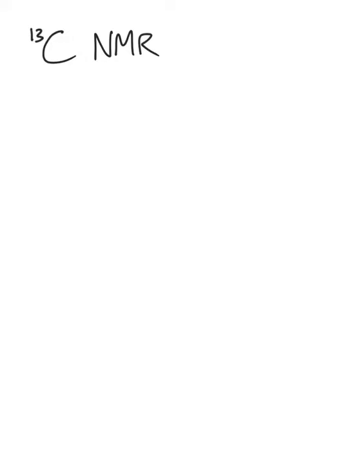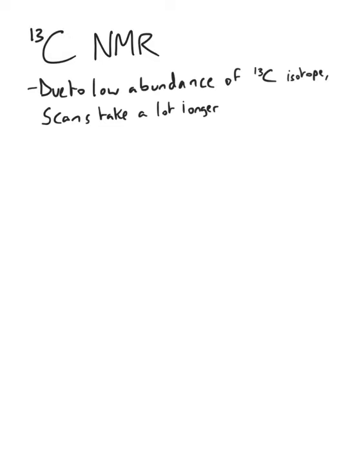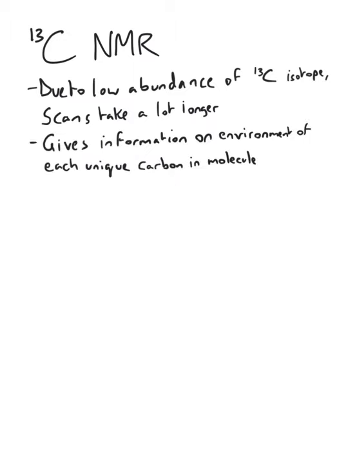This video is on carbon-13 NMR. As stated in a prior video, carbon-13 NMR is pretty common and extremely useful in organic chemistry. However, due to the low abundance of carbon-13 isotopes, the scans take a lot longer. It is a lot more tedious to run a carbon-13 NMR than it is to run a proton NMR. However, the information is similar.